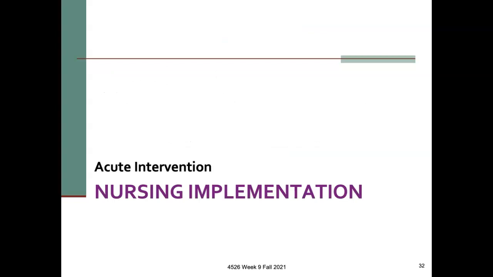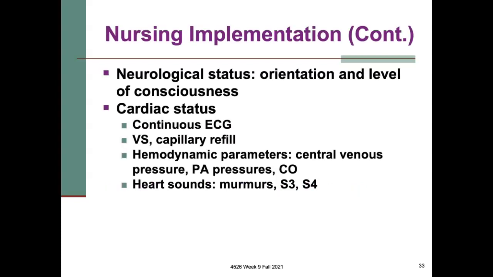So let's look at our implementation. The role of the nurse in shock involves monitoring the patient's ongoing physical and emotional status to detect subtle changes in the patient's condition, planning and quickly implementing nursing interventions and therapy, evaluating the patient's response to therapy, providing emotional support to the patient and family, and collaborating with other members of the health team to coordinate that care. So let's look at some nursing implementation by systems.